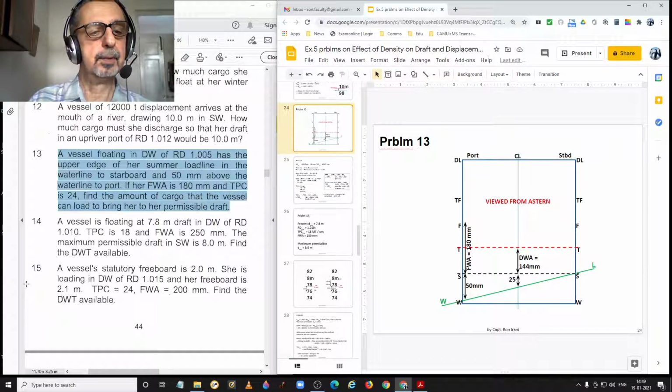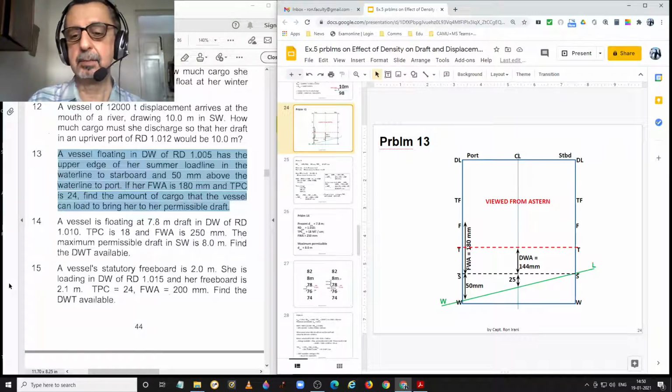Problem 13. A vessel floating in dock water of RD 1.005 has the upper edge of the summer load line in the waterline to starboard and 50 millimeters above the waterline to port. If a freshwater allowance is 180 millimeters and TPC is 24, find the amount of cargo that the vessel can load to bring her to her permissible draft.